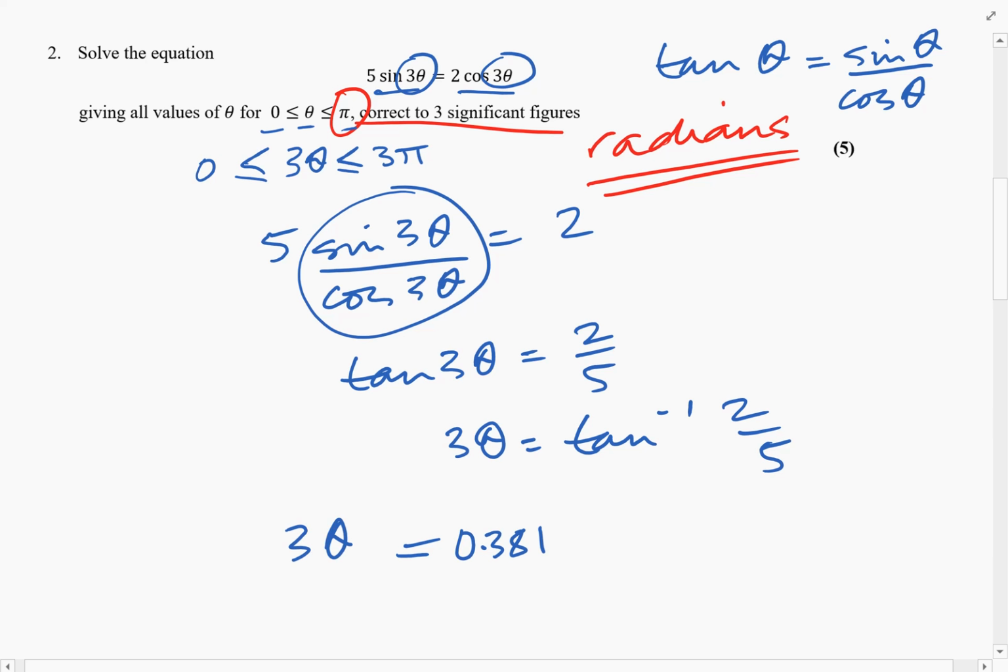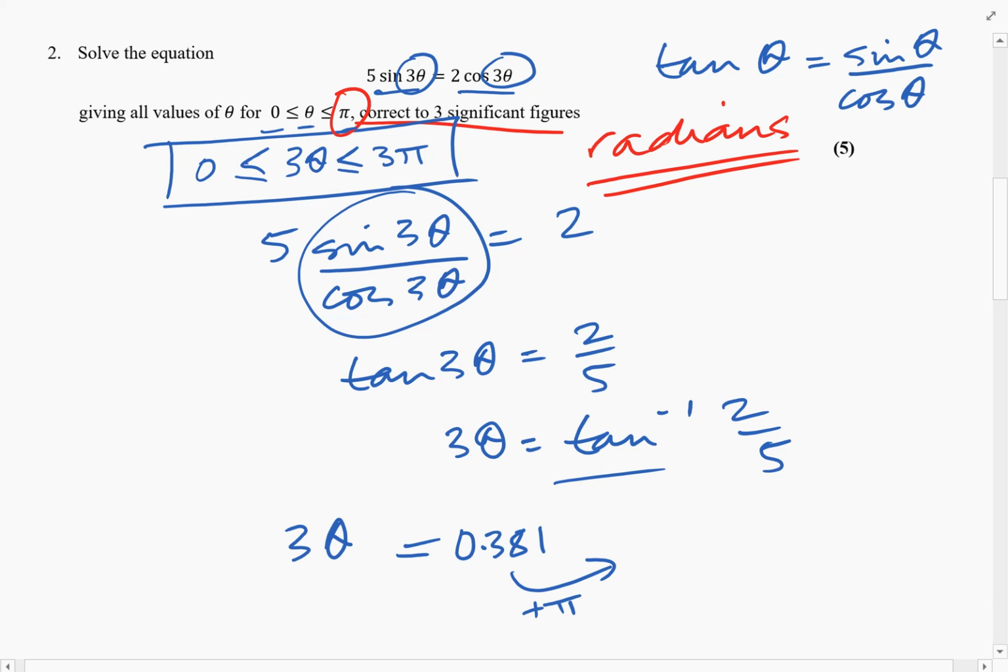Now you could use the CAST diagram here. You could use general solutions, but when it's tan, I just remember that tan repeats every 180 degrees, or in this case every pi radians. So I would just keep adding pi until we go outside our range. Remember our range is this.